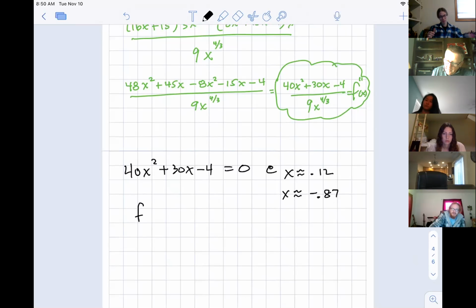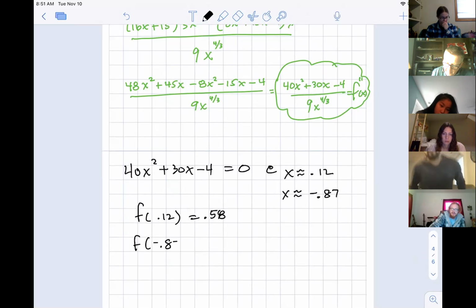So then I got to go back and figure out, now what point is that? I've got to go find the point on the graph. So I put 0.12, notice, not into the first derivative, not into the second derivative, but back in the original equation to see the y that goes with it. When I do that, I get about 0.58 out. And I've got to get -0.87 in for x. When I do that, I get about 0.13 out, both positive.